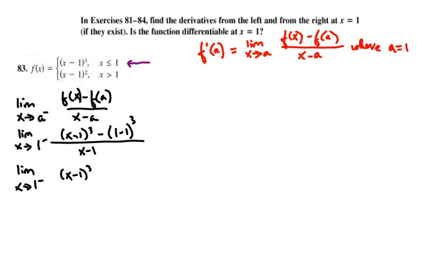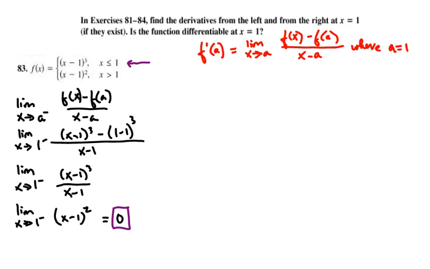So simplifying, we get the limit as x approaches 1 from the left of x minus 1 cubed over x minus 1, and one of the x minus 1 factors in the numerator and denominator will cancel. We get the limit as x approaches 1 from the left of x minus 1 quantity squared. From this point we just plug in, and when x is equal to 1, you have 1 minus 1 squared, which is 0. And so that is the limit of f of x minus f of a over x minus a as x approaches 1 from the left.